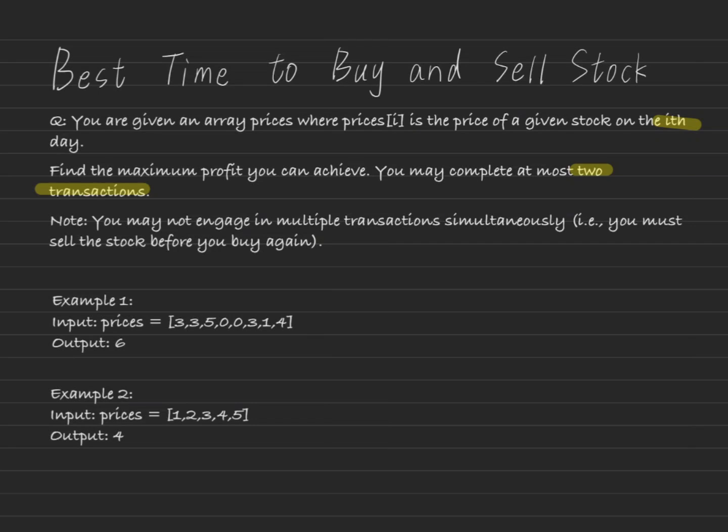Now let's look at the second example, where the prices are 1, 2, 3, 4, 5. This is very straightforward. We can buy on the first day and sell on the last day to get the maximum profit of 4. What you can't do is hold 2 transactions at a time, like so. This constraint actually makes the problem easier.